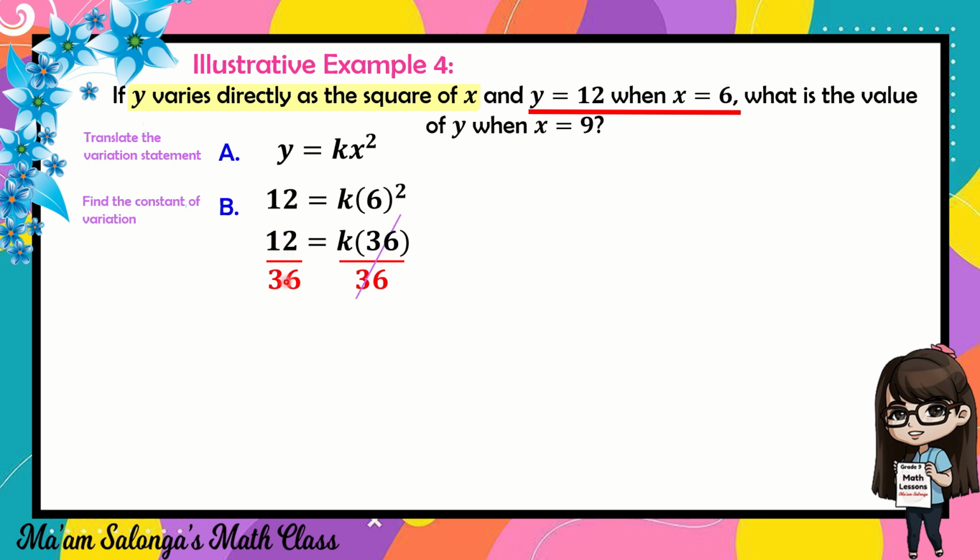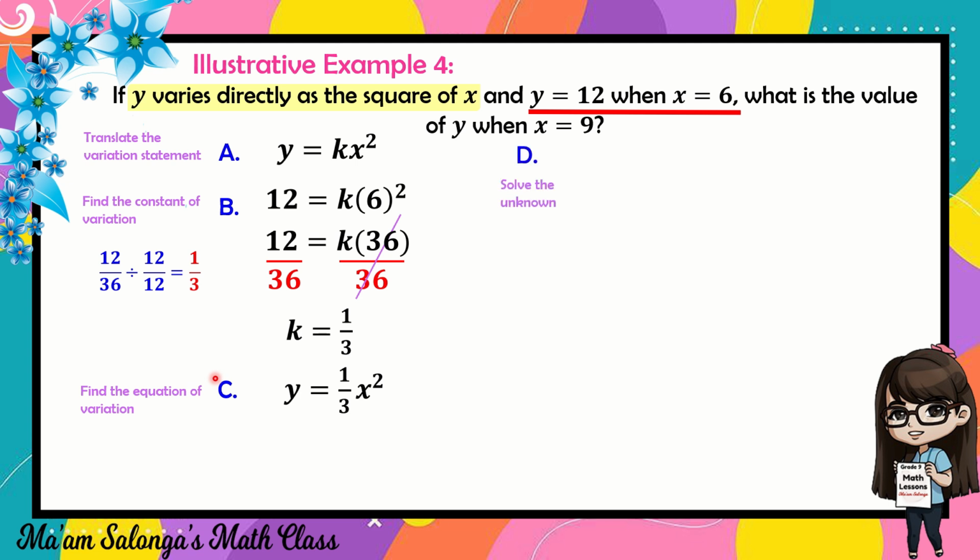Observe 12 over 36, mas mababa ang ating numerator. So, ilo-lowest term lang natin siya. So, since 12 and 36 are divisible by 12, 12 divided by 12 is 1. 36 divided by 12 is 3. And the answer is 1/3. Therefore, to find the equation of variation, we will just replace k by the value obtained. We have now y equals 1/3 x squared.